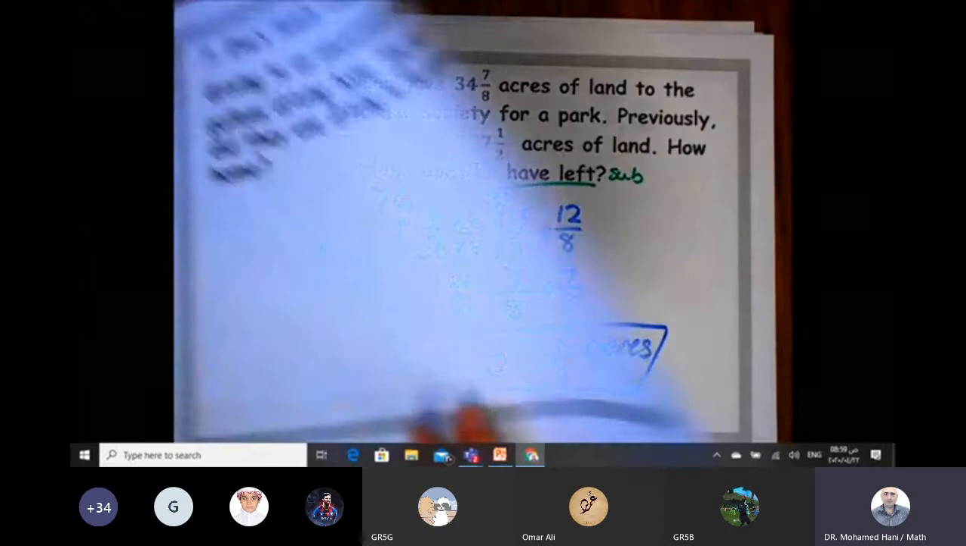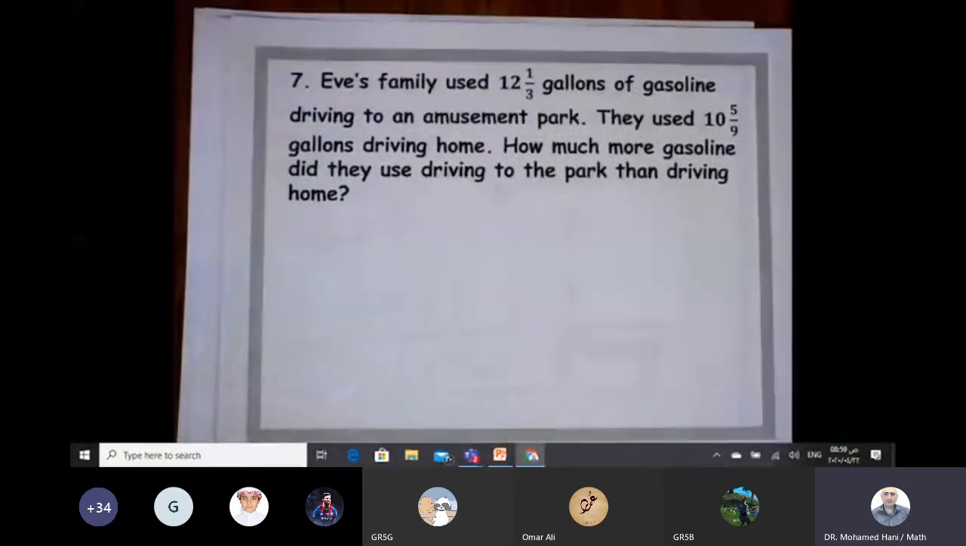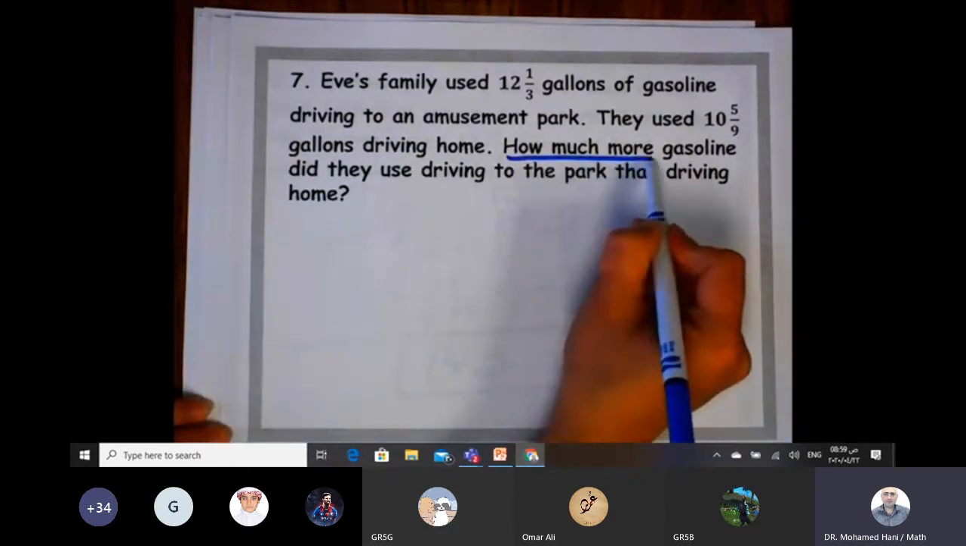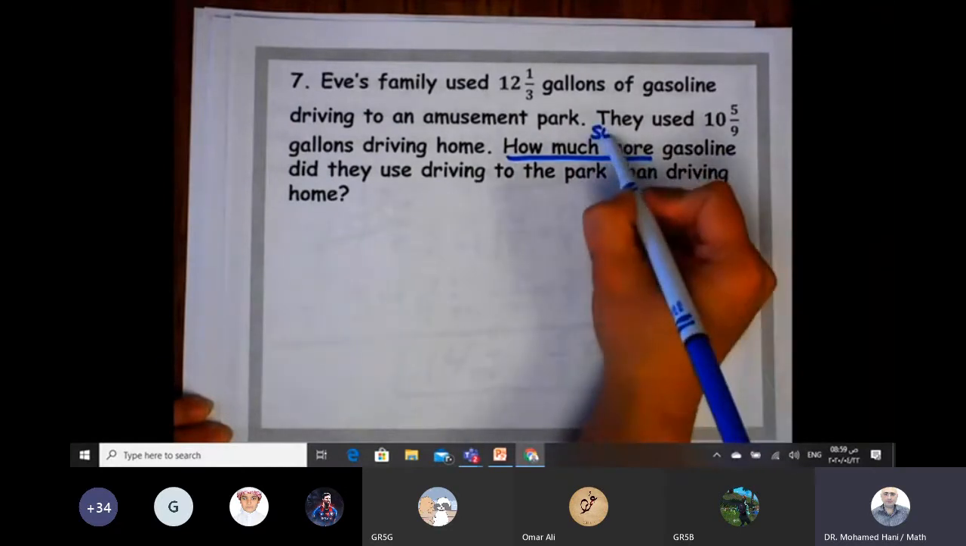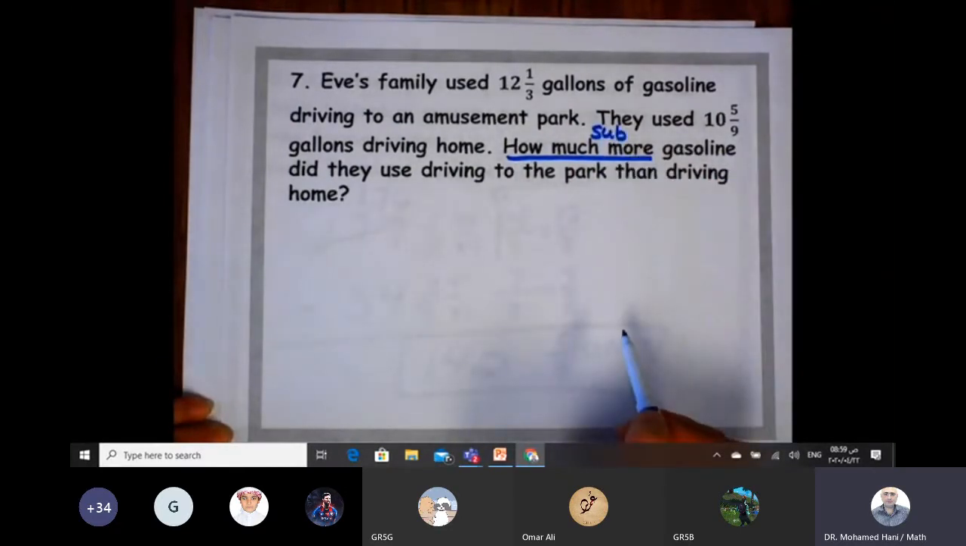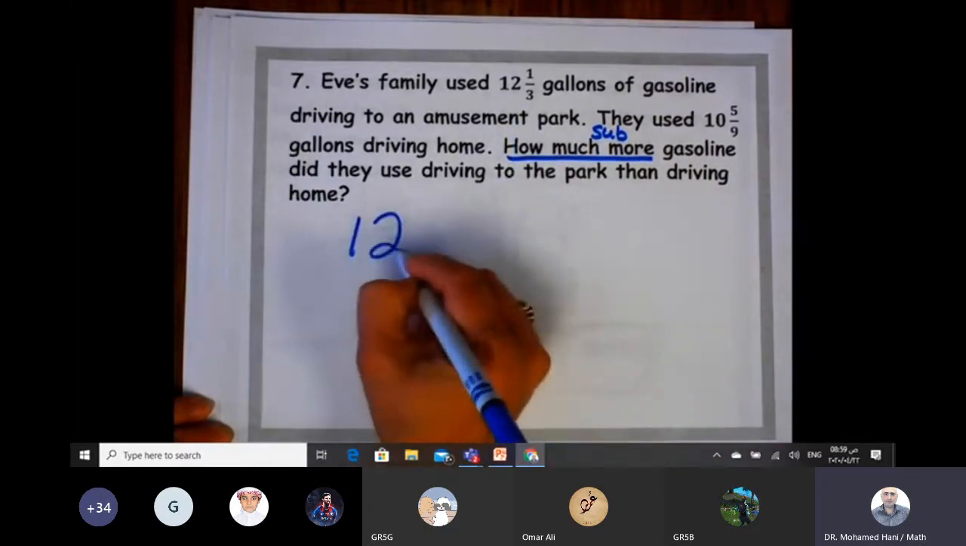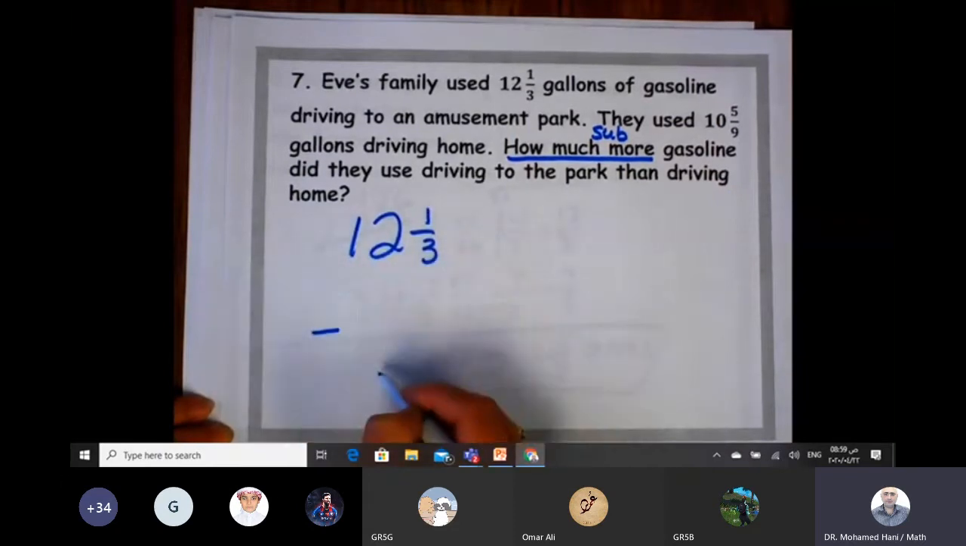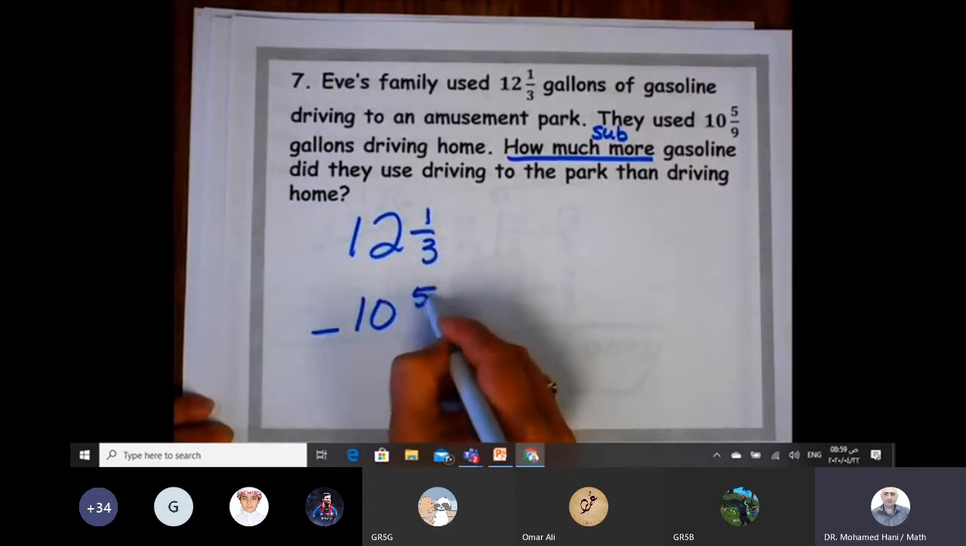Let's try one more together. Number 7. Eve's family used 12 1/3 gallons of gasoline driving to an amusement park. They used 10 5/9 gallons driving home. How much more gasoline did they use driving to the park than driving home? My key words, how much more, tells me I'm going to have to subtract. I'm going to put the largest fraction on top. 12 1/3 is the largest. So 12 1/3 minus 10 5/9.